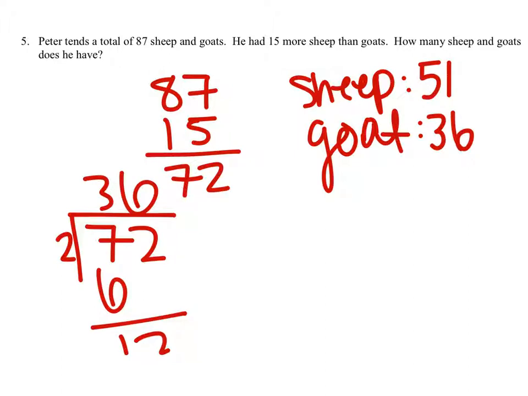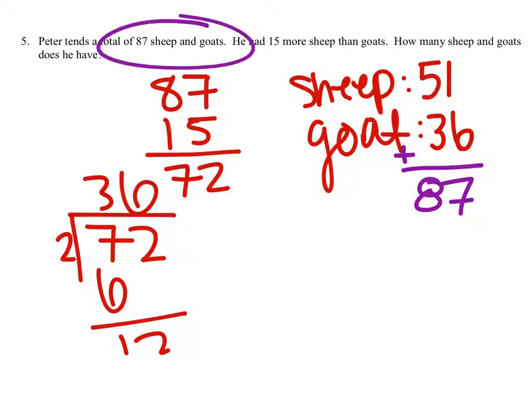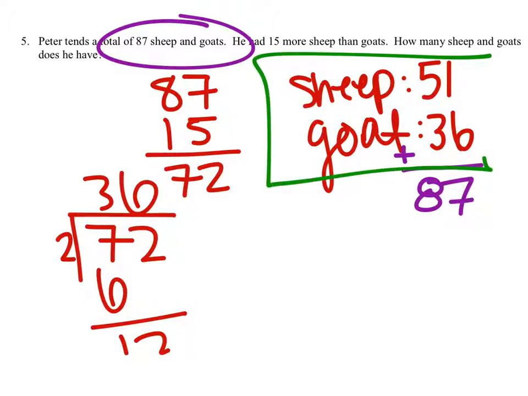Bam. Yeah, how do we check? Congratulations, Ava. Yeah, when we add these, we get 87. That's what it said. That was the right count. So yes, that checks off. Bam. There it is. It also says that it's 15 more sheep than goats, right? So 36 plus 15 is the 51.